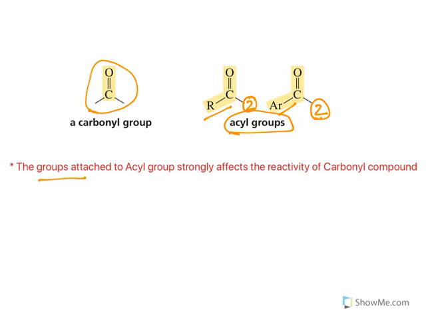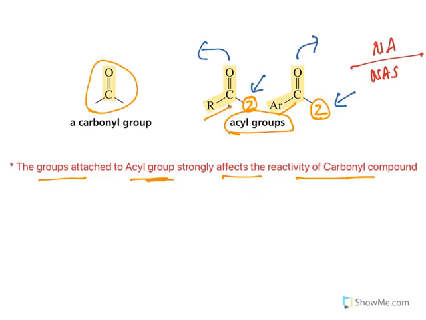Now, the groups attached to this acyl component strongly affect the reactivity of the carbonyl compound. That means whatever group is attached here will decide what kind of reactions will occur on this carbonyl carbon. We have seen two different kinds of reactions, nucleophilic addition and nucleophilic acyl substitution, and these reactions depend upon the groups attached to this acyl group.